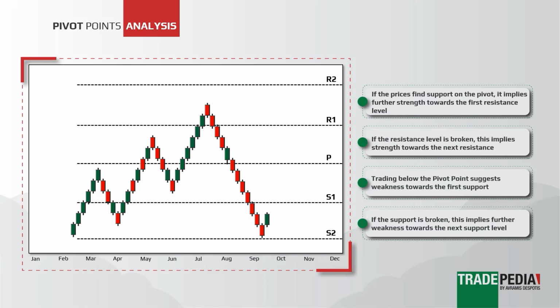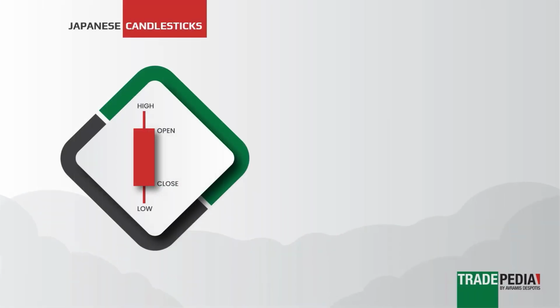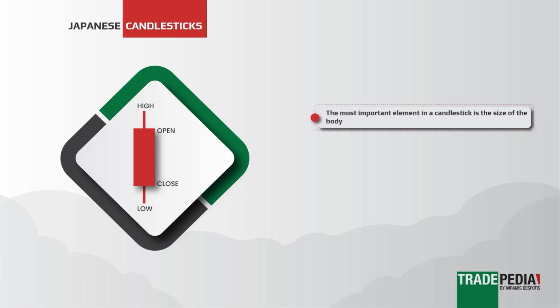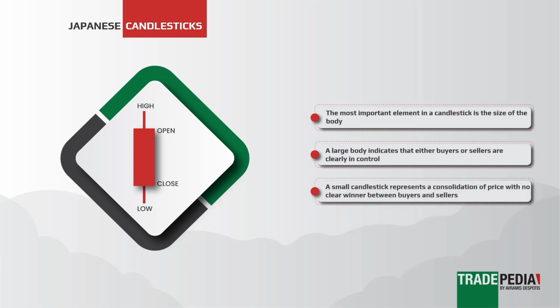Now we will talk about Japanese candlesticks as the fifth and last aspect of the analysis. When analyzing a candlestick, the most important element is the size of the body. A large body indicates that either buyers or sellers are clearly in control. For example, a large green candle shows that the buyers are winning and controlling the market, while a small candlestick represents a consolidation of price, where there was no clear winner between buyers and sellers.